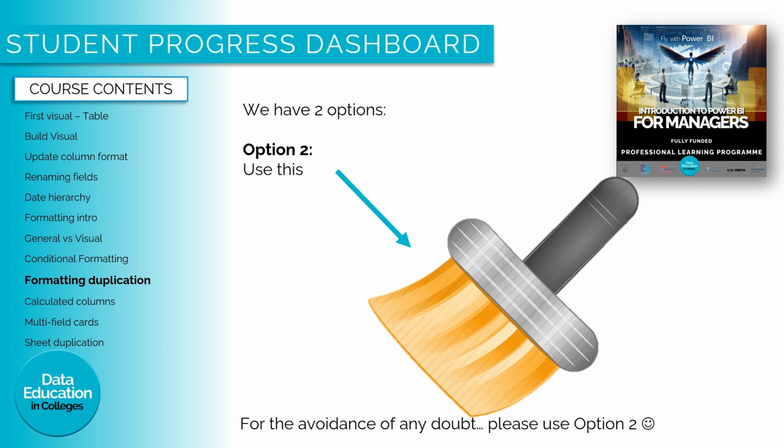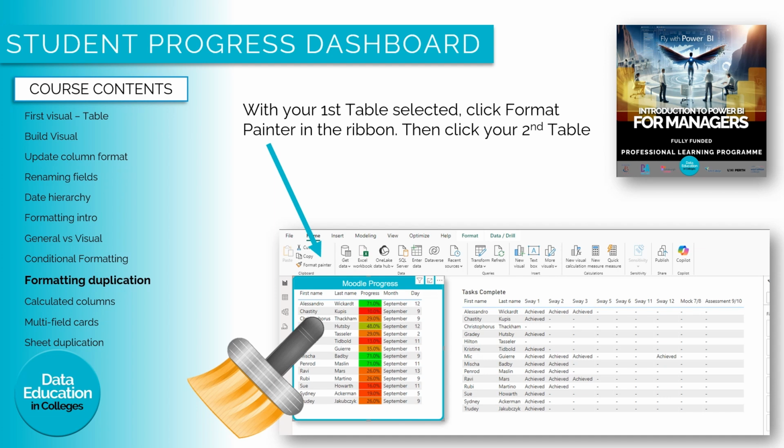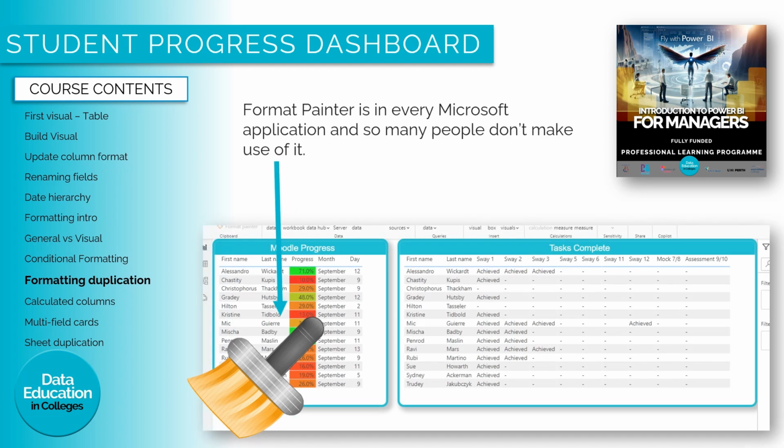Format Painter is in every Microsoft application and so many people just don't use it. Click your first table, click Format Painter in the ribbon, click your second table, and it's done. Format Painter is going to be your friend making dashboards. And if you're not using it in Excel, Word, PowerPoint, please do so. It's a great little tool.